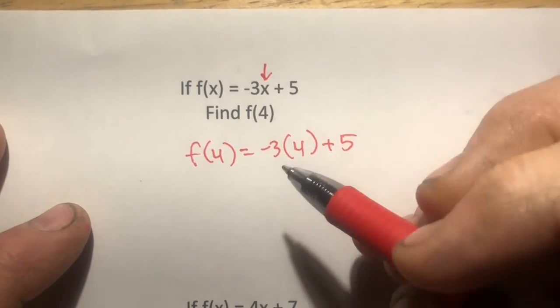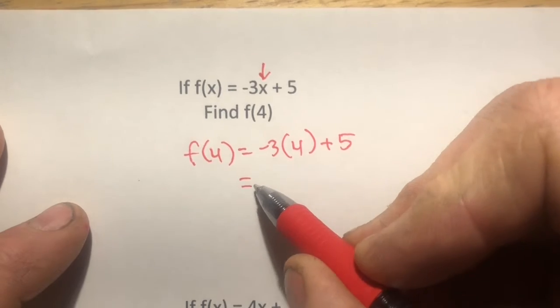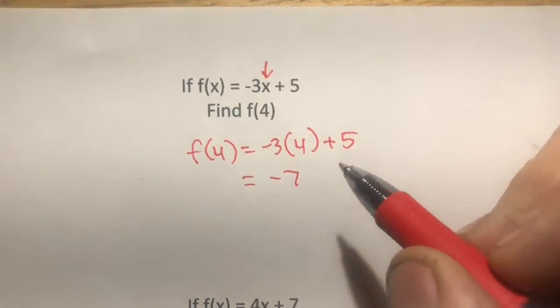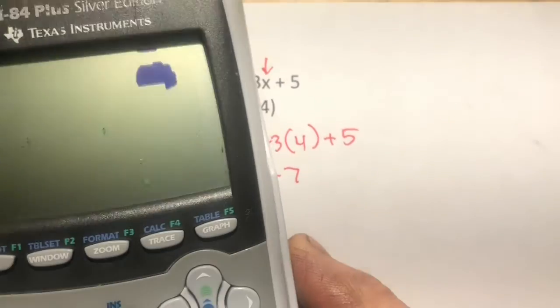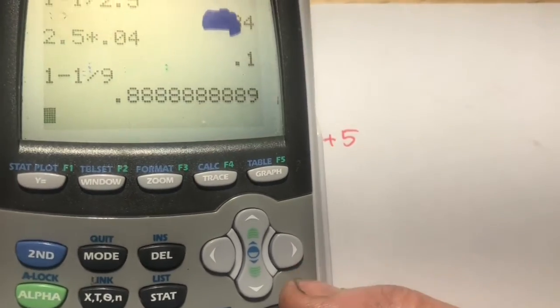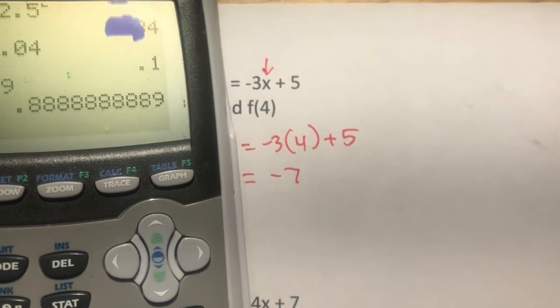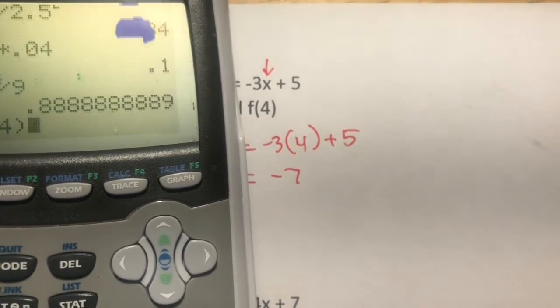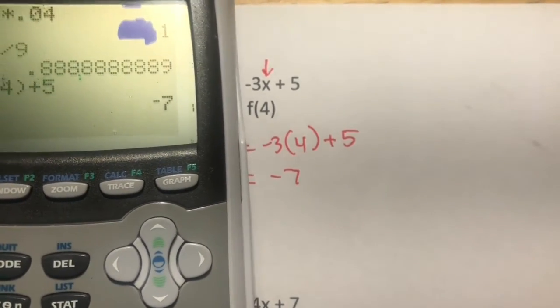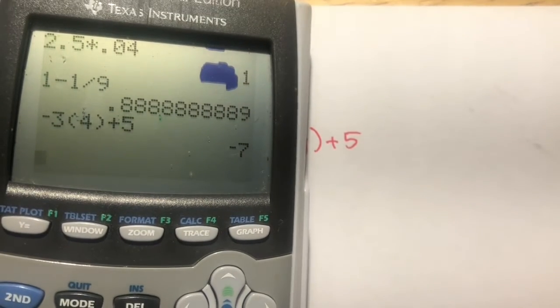And then I'm just going to punch this in the calculator, which is going to be negative 7. Just punch this straight in the calculator. Let me show you what to do. Okay, down here at the bottom, you see me? I'm going to type negative 3 in parentheses. I'm going to put my 4 in there, plus 5. And look at that, negative 7.